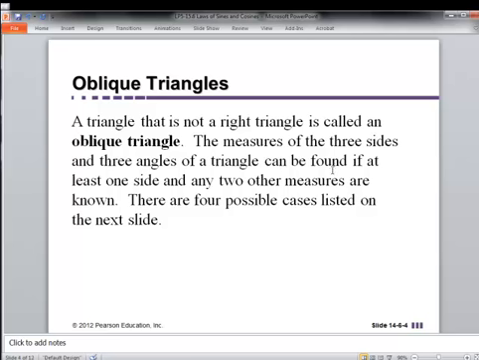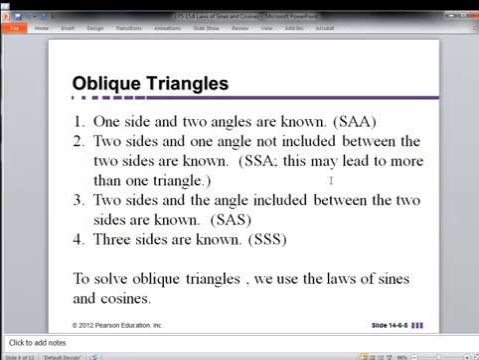So the measures of the three sides and the three angles can be found if you know at least one side and any two other things. There are four possible ways that you can know the three things: a side and two angles, two sides and an angle, or two sides and the angle between them, or all three of the sides.